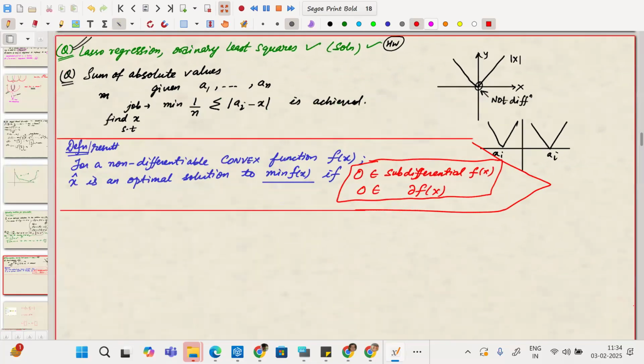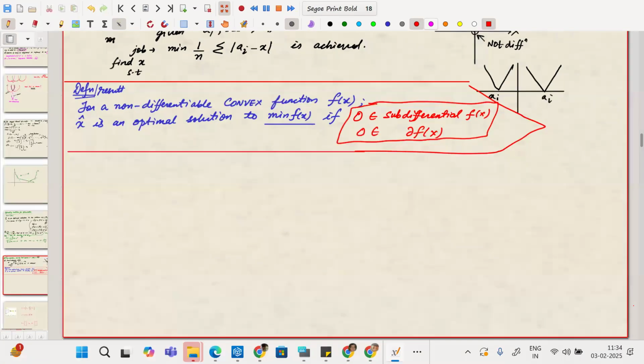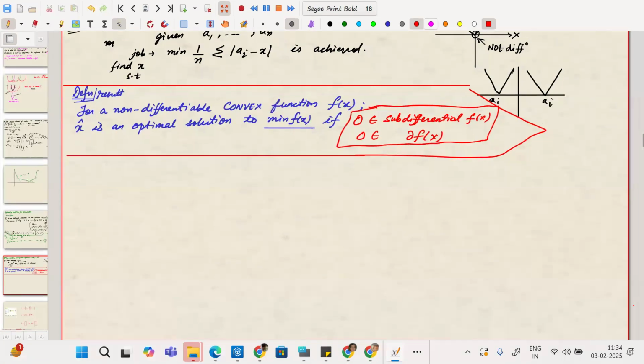Okay. So for a non-differentiable convex function f of x, x hat is an optimal solution to minimum of f(x) if zero is a subgradient, or zero should be an element of the collection of subgradients, which is known as the subdifferential. I am denoting the subdifferential by ∂f(x). Now this definition you now know.